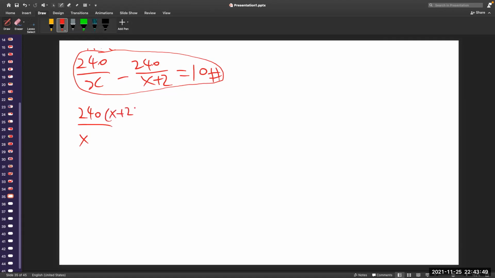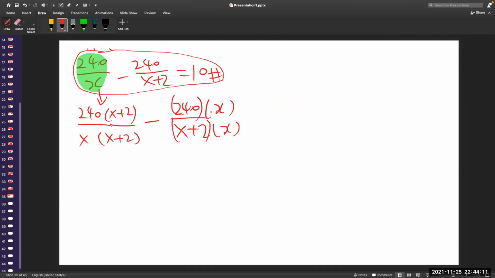So x plus 2, x plus 2. Because the first term here does not have the x plus 2, you have to include the x plus 2 top and bottom. Then over here, the second term doesn't have the x, so you need to multiply by x both top and bottom. Then you can combine these two fractions. Okay, so this is the technique.